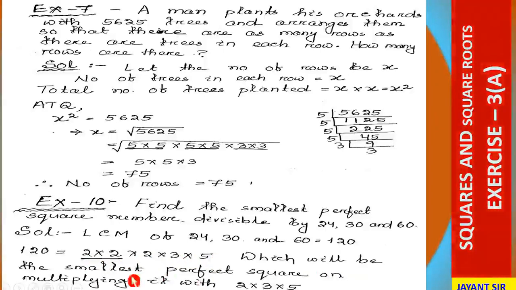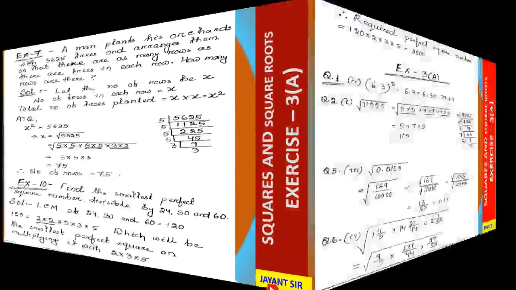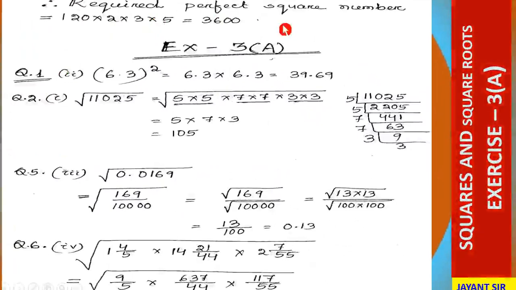So which will be the smallest perfect square number, multiplying it with 2 into 3 into 5? That means 120 into 2 into 3 into 5. So look here, the required perfect square number equals 120 into 2 into 3 into 5, equal to 3600.